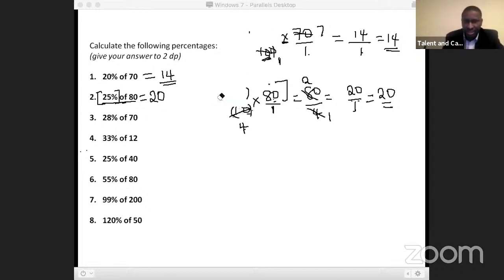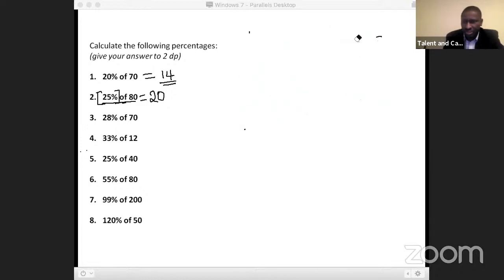Example 3, which is to demonstrate different ways of working percentage questions. You are to find 28% of 70. The first thing you want to do is write out the way you are going to work it out. You have 28 over 100, which is 28%, times 70 over 1. Okay? Now, what can we do? 28 does not go in 100. There is a remainder. However, we have 70 here and 100 here. You can say 10 goes in 70 7 times. 10 goes in 100 10 times.